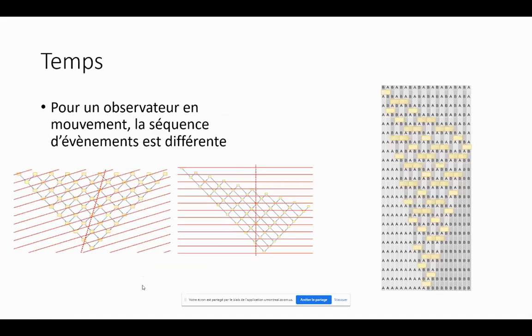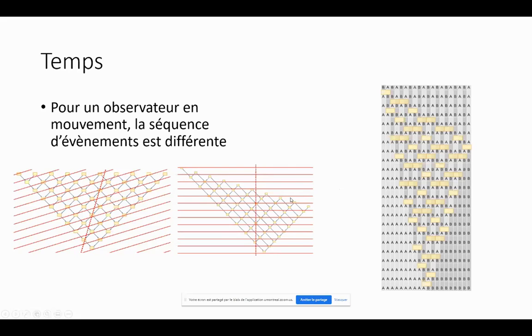Maintenant, on peut imaginer un observateur qui va à une vitesse relativiste dans l'univers. Donc, dans le modèle de Wolfram, sa vitesse va faire incliner sa ligne du temps comme ça. Donc, évidemment, pour l'observateur, dans son propre référentiel, il va se faire sa propre séparation du graphe causal.